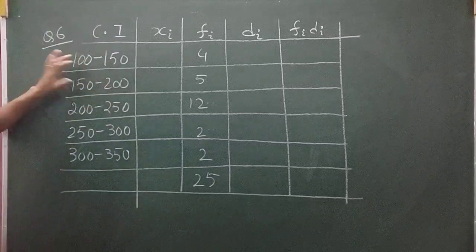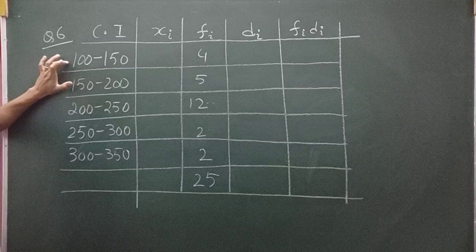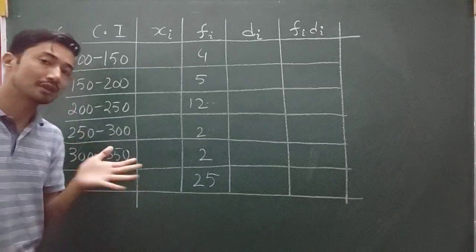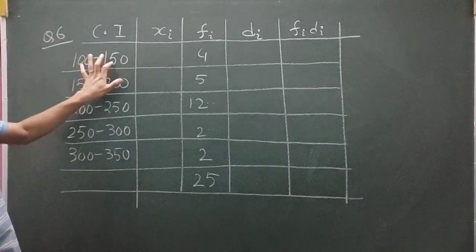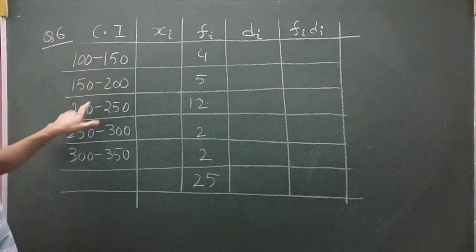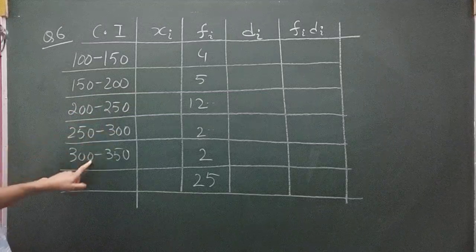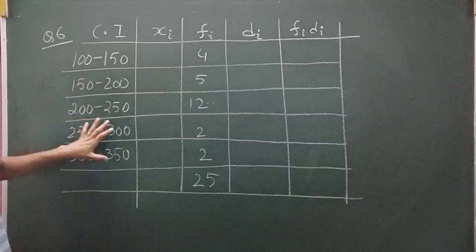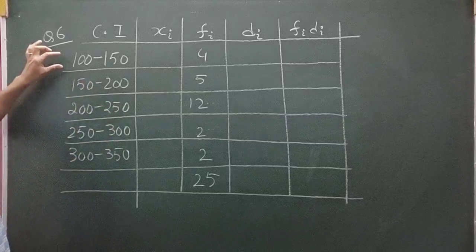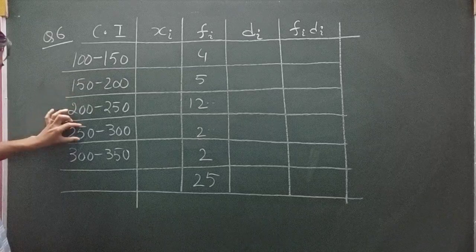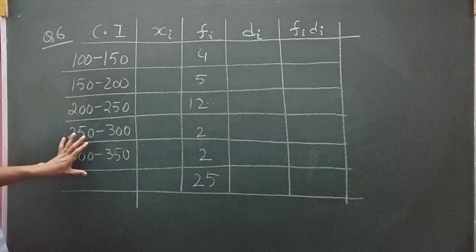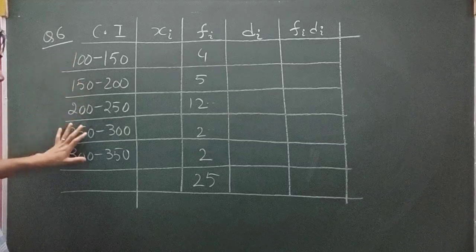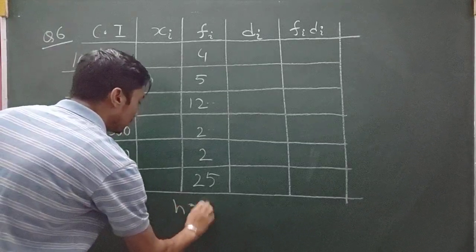Alright, now what will be the middle value here? Some of us can easily assume the middle value here. But before that, let's first check whether it's continuous or not. It is continuous because 100 to 150, 150 to 200, 200 to 250, 250 to 300, 300 to 350. So it's an exclusive table. That's fine. Class width 50, 50, 50, 50, 50. So the class width is also uniform.